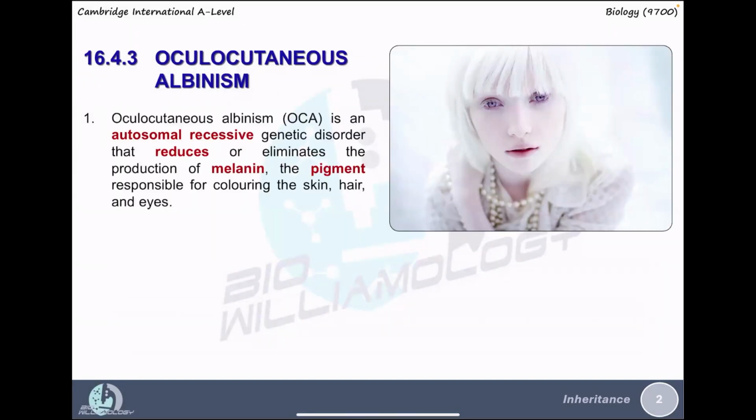Oculocutaneous albinism is an autosomal recessive genetic disorder that reduces or eliminates the production of melanin, which is the pigment responsible for coloring the skin, hair, and eyes. So an individual with oculocutaneous albinism must inherit 2 copies of the recessive allele from the male and female parents.